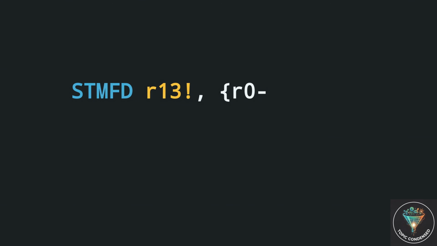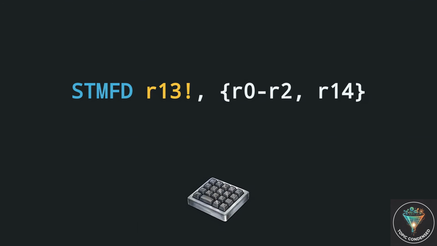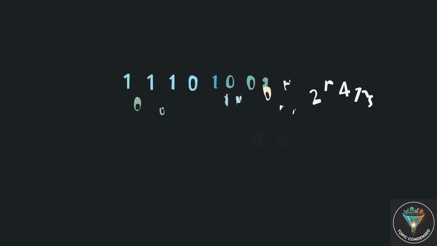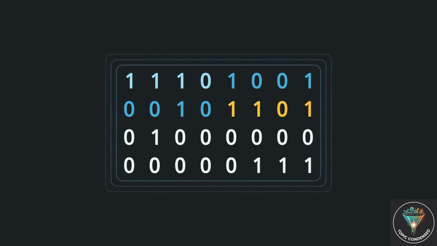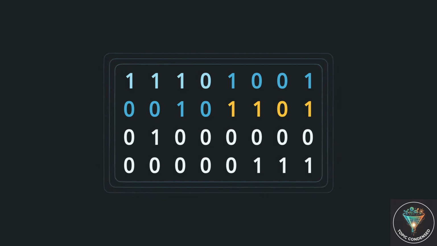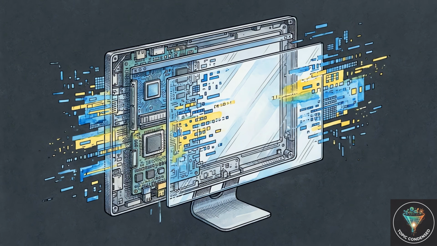Take a look at this line of code. It's an ARM assembly instruction telling a processor to store data. We type these commands on a keyboard, hit enter, and the machine responds. But how does a piece of metal and plastic actually read it? The short answer is, it doesn't.